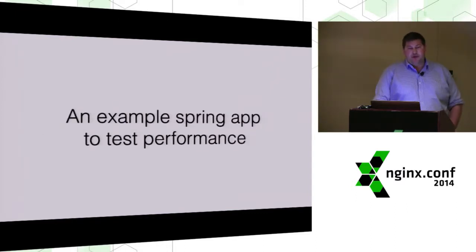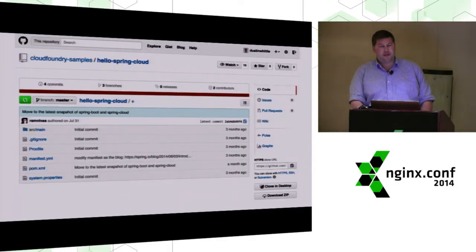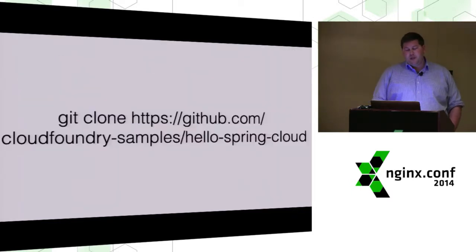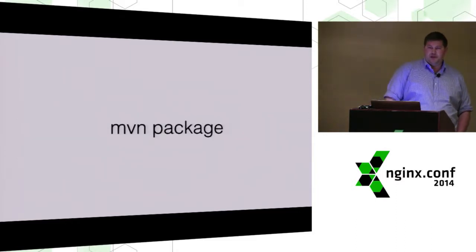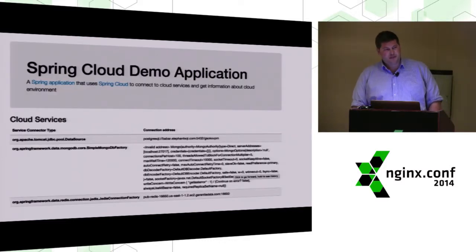So if you don't have your own application to test, here's a Spring app that's readily available to load test against. It's cloudfoundry-samples/hello-spring-cloud. You can download it on GitHub and follow along, or you can download the slides later. They're already on Speaker Deck. So pretty straightforward. Just git clone the project, Maven package, and deploy it locally or push it to any one of your favorite clouds. But this is running right now on spring1-demo.cfapps.io. So it's just a simple demo app. Looks like this. Pretty straightforward.